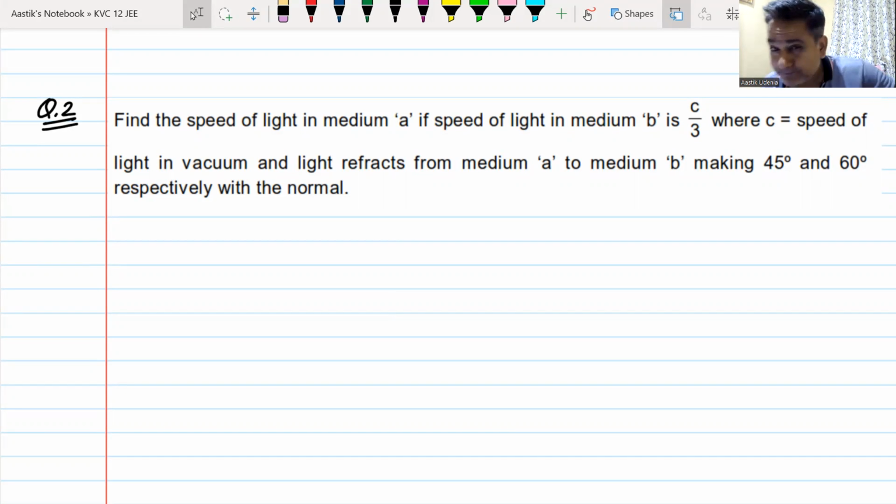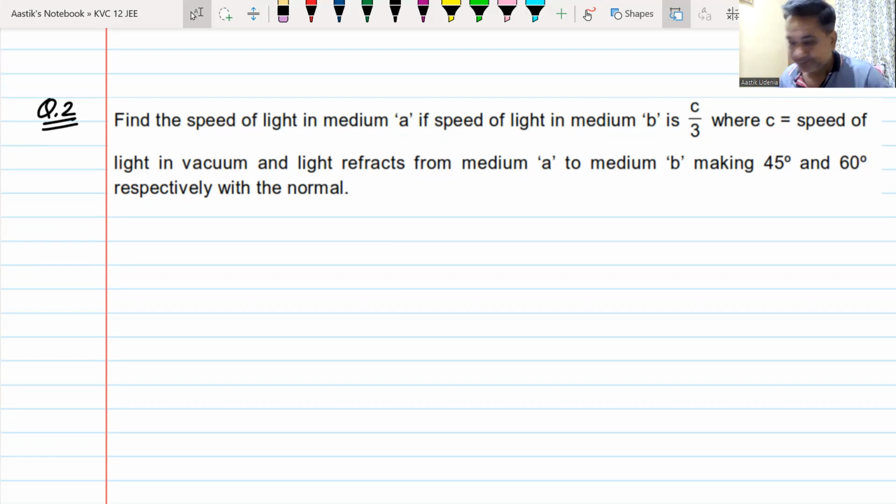Yes, root 2 C by 3 root 3, that is correct. Root 2C by 3 root 3, or root 2 by 3 into 10 to the power 8, where C is 3 into 10 to the power 8 meter per second. So both the answers are correct. Everyone got this? Yes or no?